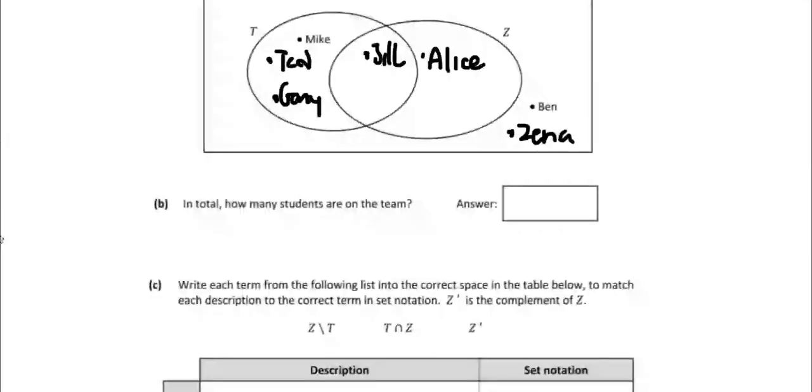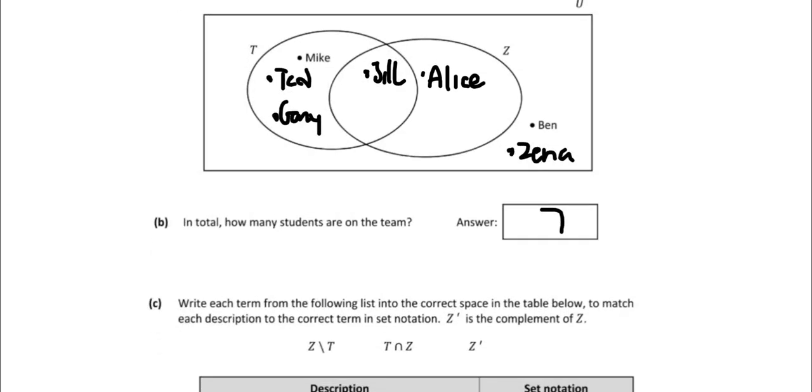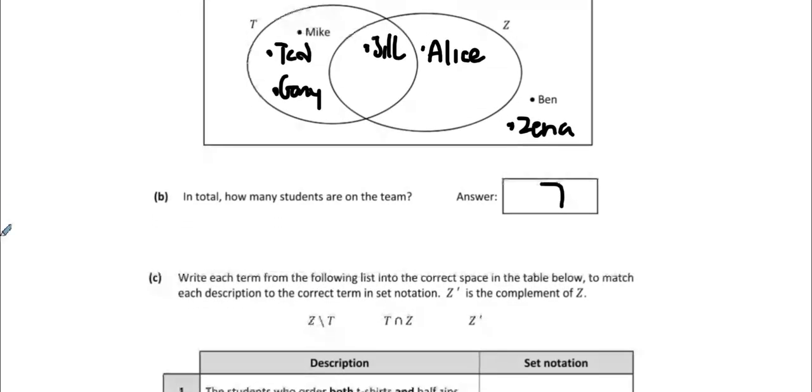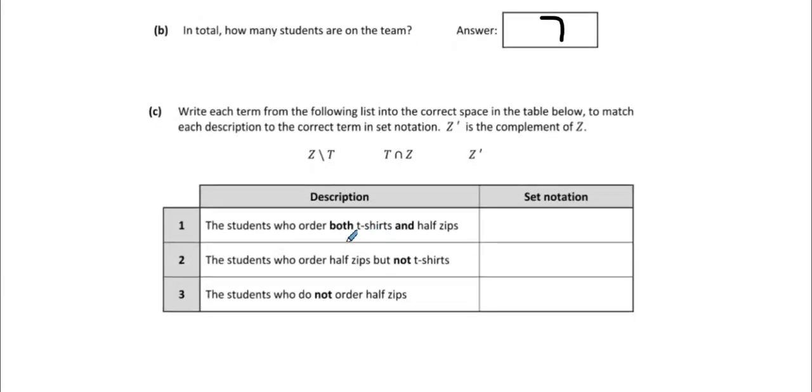Okay. Now, next thing. In total, how many students are on the team? 1, 2, 3, 4, 5, 6, 7. Who got 7 students? Okay. Next thing. Write what it means. Students who order both shirts and half zips. What do we think that is? It's one of the three options. It's either black, green, or red on the board. Which one do we think it is?